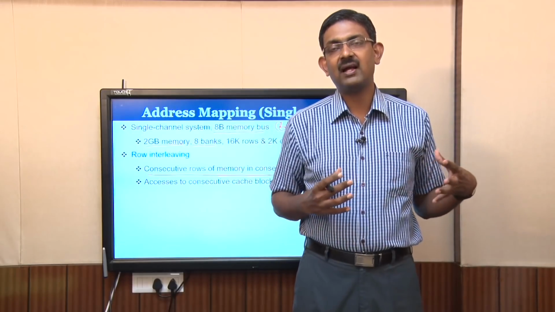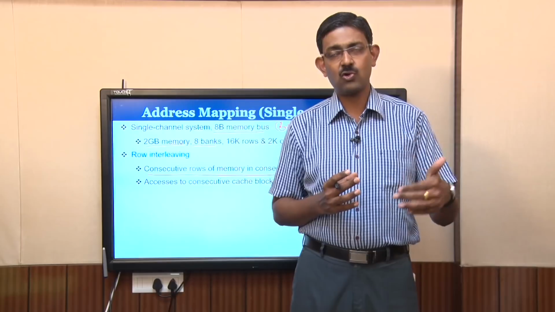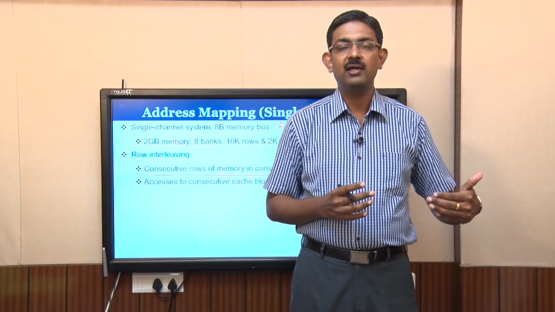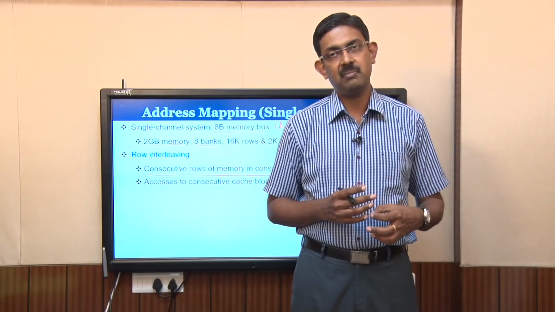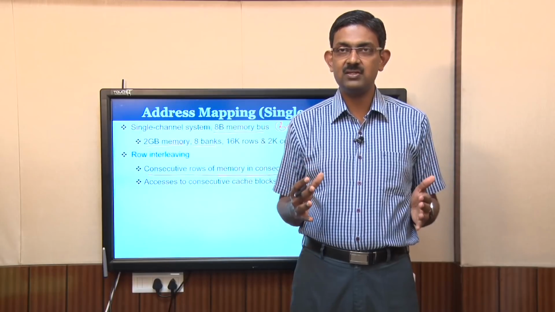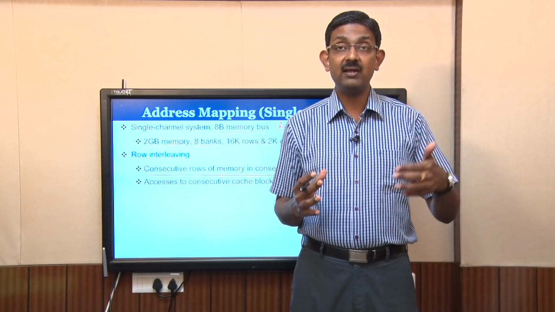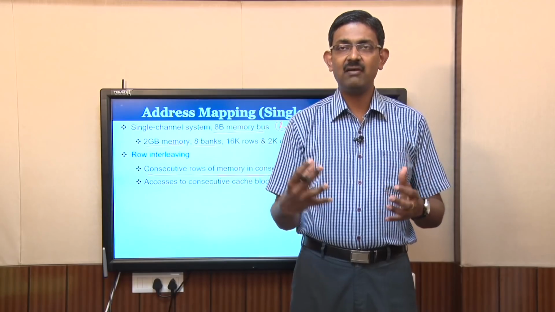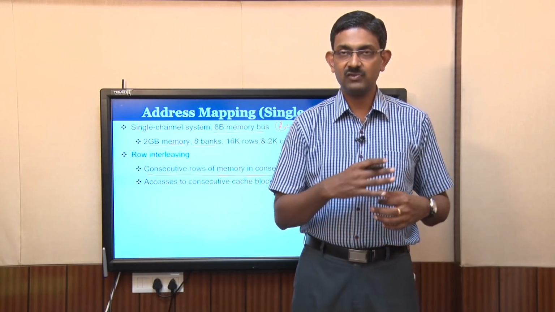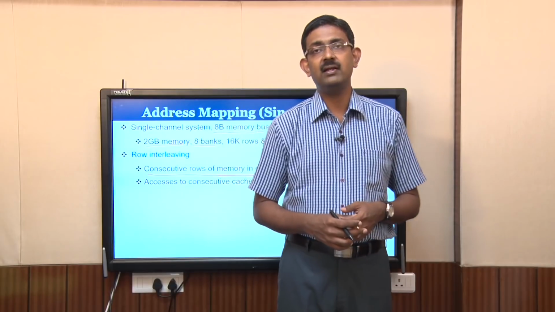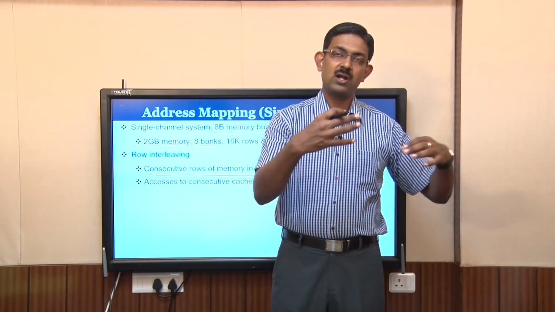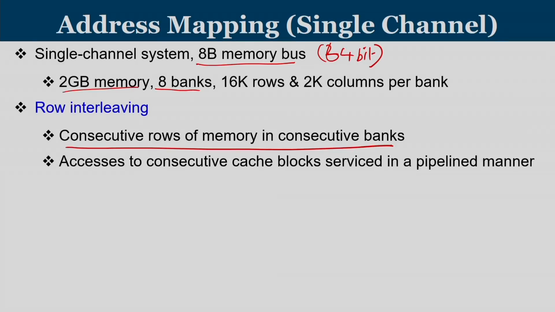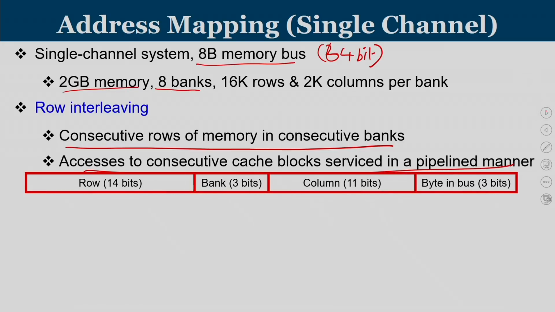So when you have a couple of requests which are to adjacent rows, the addresses are mapped in such a way that they are not stored in the same bank. Row number 210 will be in this bank, row number 211 will be in the next bank. So when you have a big copy of data, where the data is scattered across 210 and 211, if they belong to different banks, by the time the transfer is over in 210, the 211th data can be kept ready. So, access to consecutive cache blocks is serviced basically in a pipelined manner.